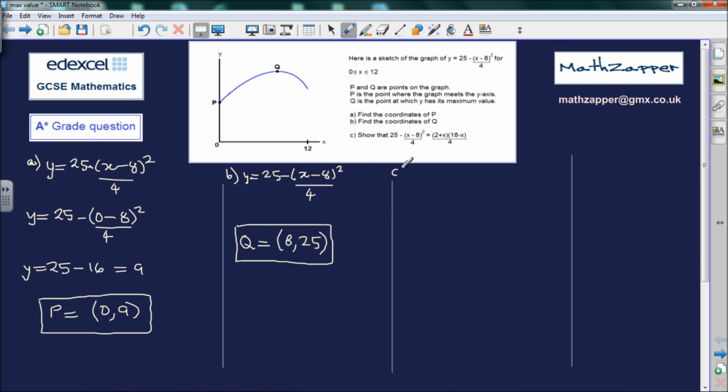And finally on to part C. We have to prove that 25 minus (x minus 8) all squared divided by 4 is equal to (2 plus x) all multiplied by (18 minus x) all divided by 4. So we'll write out the left hand side of the equation. 25 minus (x minus 8) all squared divided by 4.